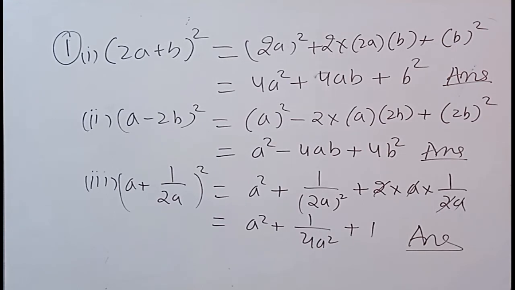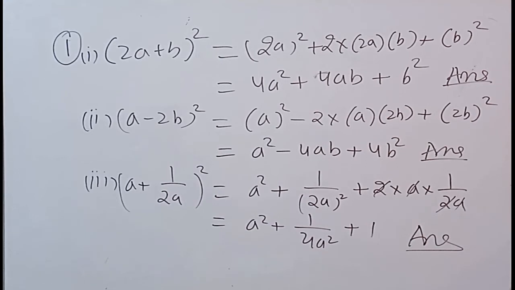Now I am going to take the second part, that is (a minus 2b) whole square. We will use the formula (a minus b) whole square. Here a is a and b is 2b. Whenever we write the negative sign, we write minus 2ab. So here a square minus 2 into a into 2b plus (2b) square gives you a square minus 4ab plus 4b square. That is the answer of question number 1, second part.